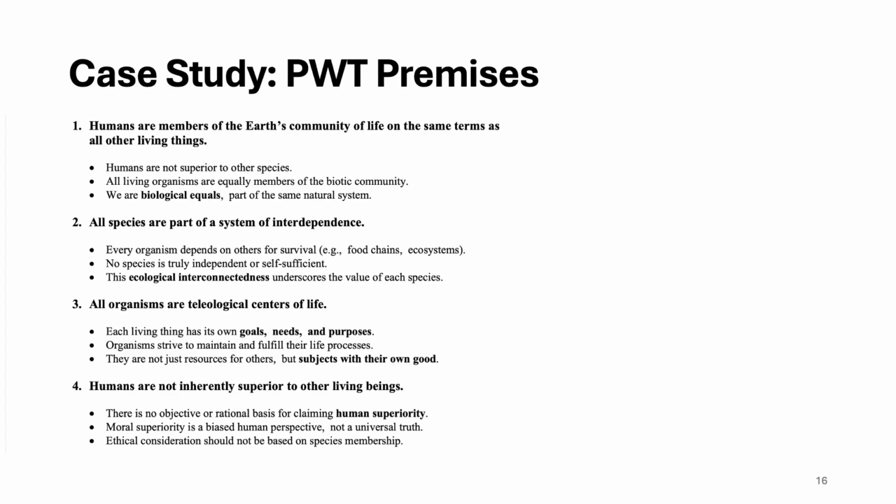PWT stated 4 premises as the basis for his ethical framework. 1. That humans are members of the Earth's community of life on the same terms as other living things. 2. That all species are part of a system of interdependence. 3. That all organisms are teleological centers of life. And 4. That humans are not inherently superior to other living beings.